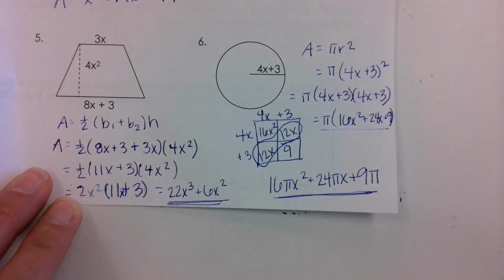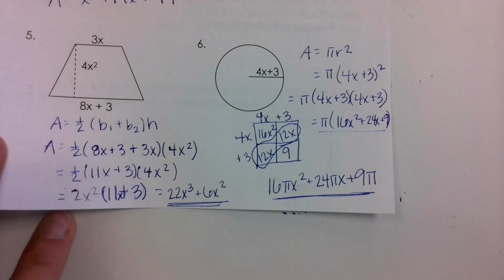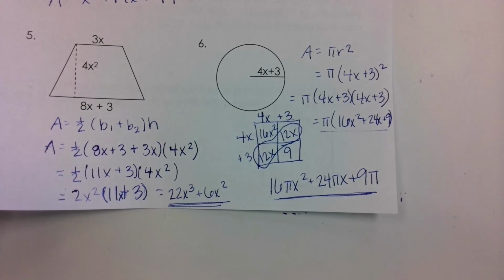So anytime you have a binomial square, what are you going to do? Do the box. Write it twice. Do the box. Every time. Questions on anything?